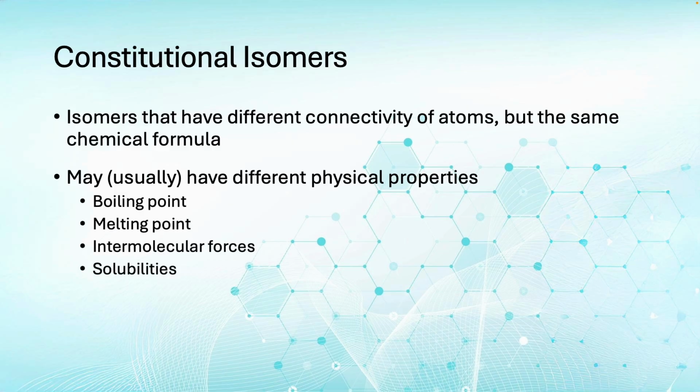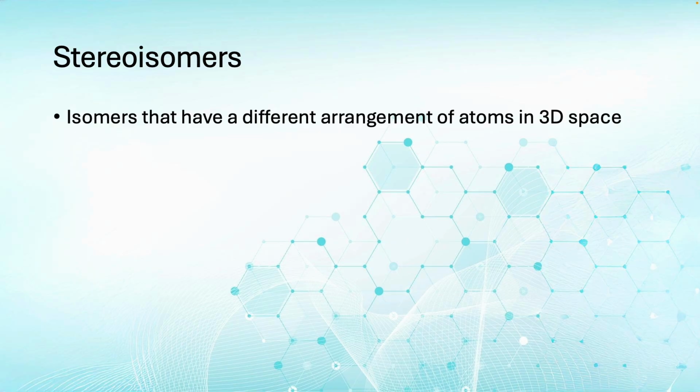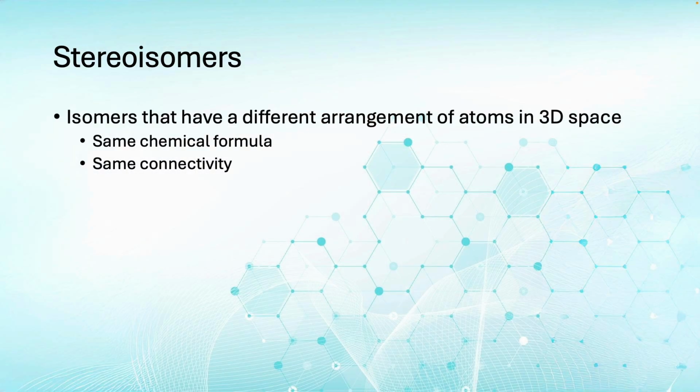Our next broad group of isomers includes stereoisomers. Stereoisomers are defined as isomers that have different arrangement of atoms in 3D space, and of course the same chemical formula. The connectivity of these atoms doesn't change. In other words, the atoms may be connected the same way, but the way they look differs. Stereoisomers divide into two groups called diastereomers and enantiomers.